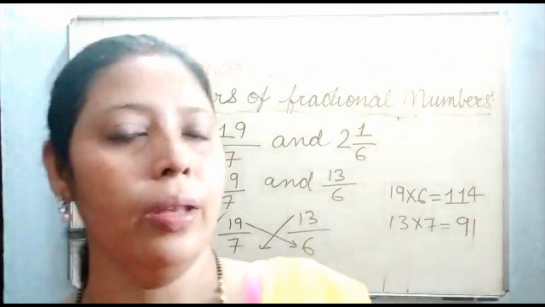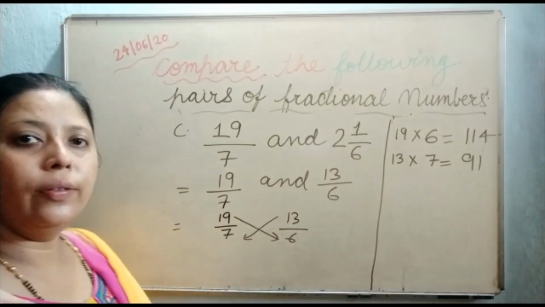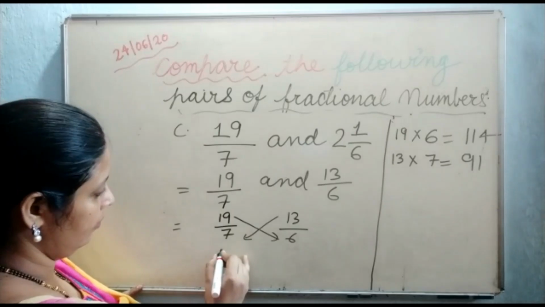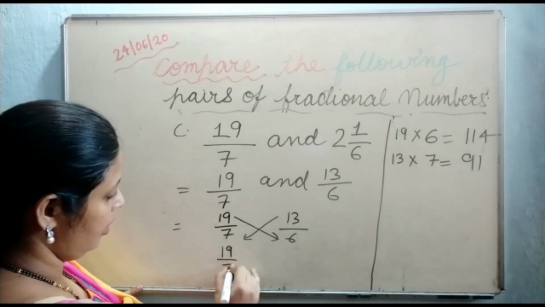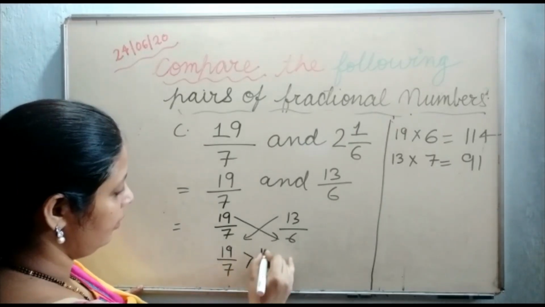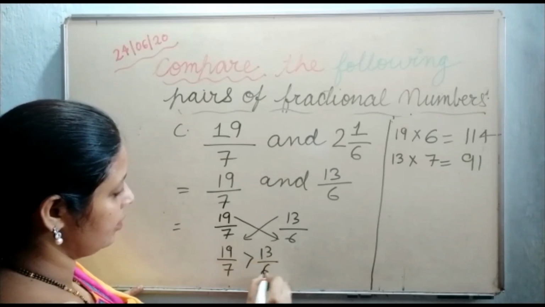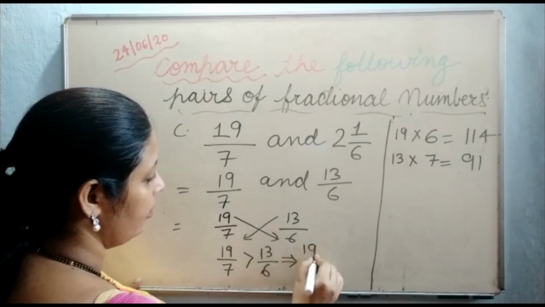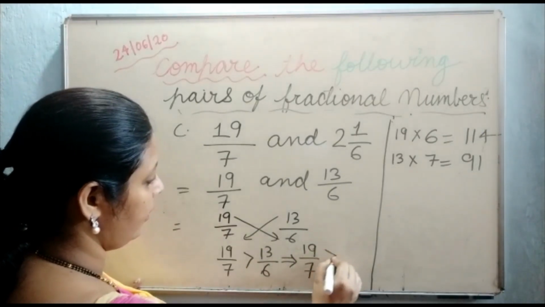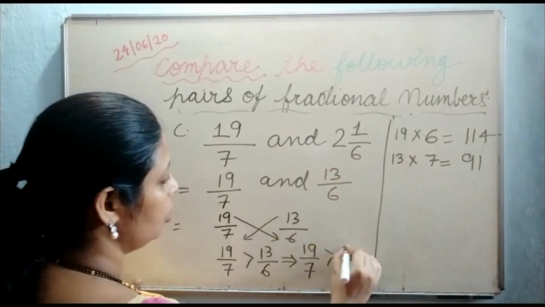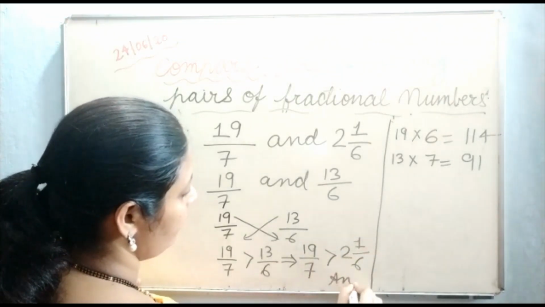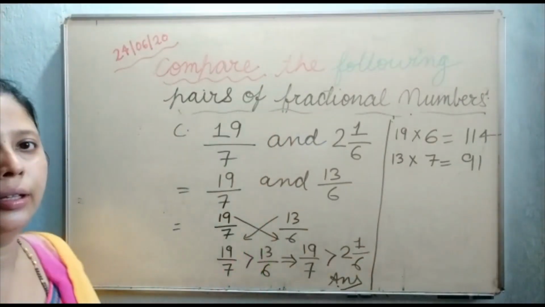So you will write 19 by 7 is greater than 13 by 6, which means 19 by 7 is greater than its value 1 1 by 6, which is your answer to the question.